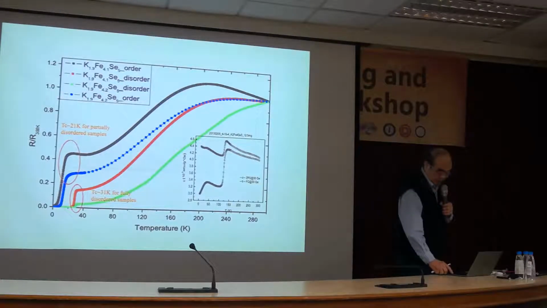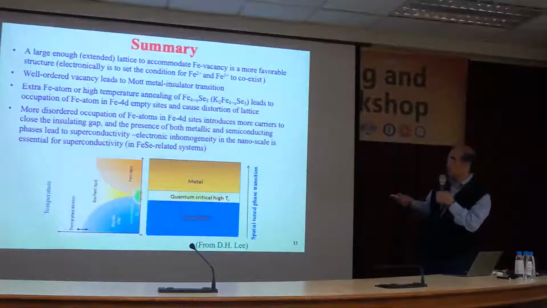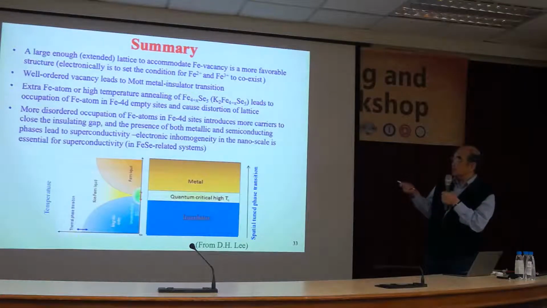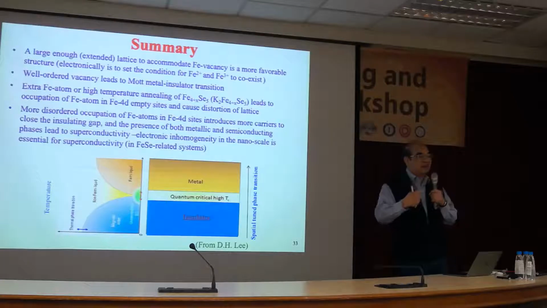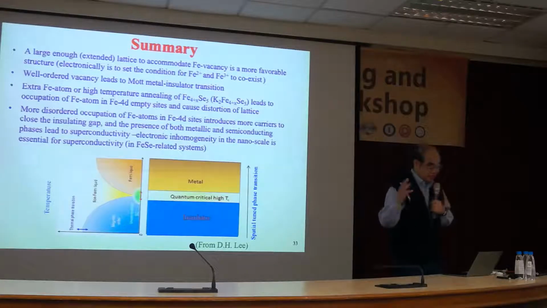So the summary, what we have just talked to you about: we need a large enough lattice to accommodate this kind of iron vacancy in this iron selenium, okay, which is more favorable. But that means this allows you to have a kind of mixed valence. I think in the cuprates, from day one, we also talked about the copper oxide. Copper has two possible states. Okay? And here, more clearly in the iron selenium, you do have 3+ and 2+.